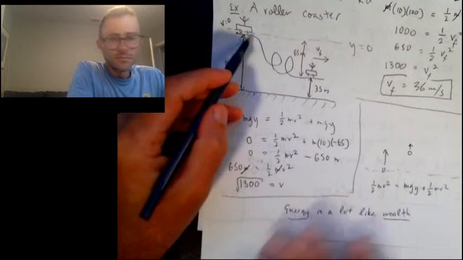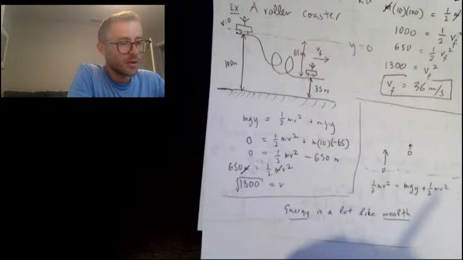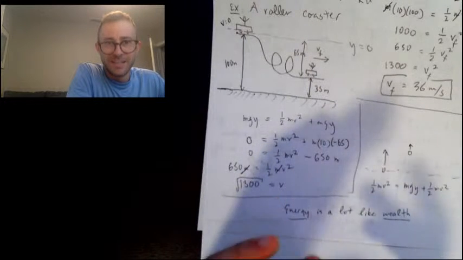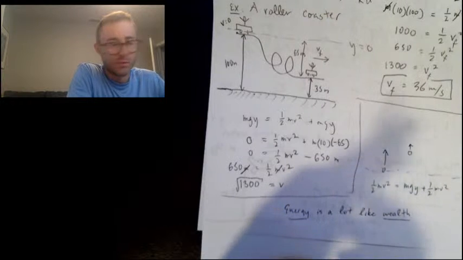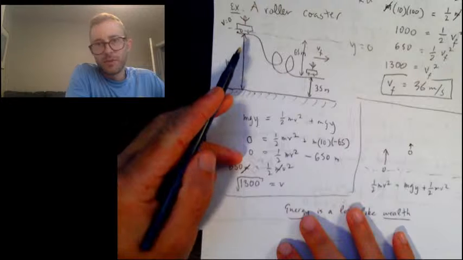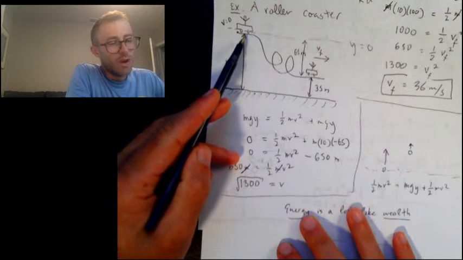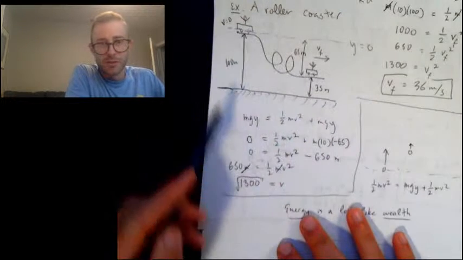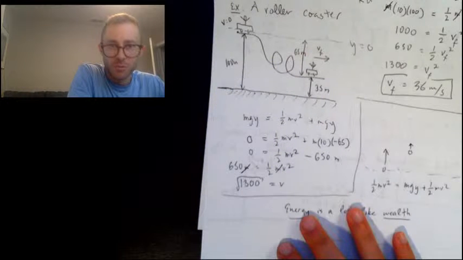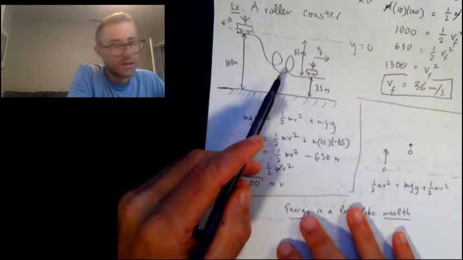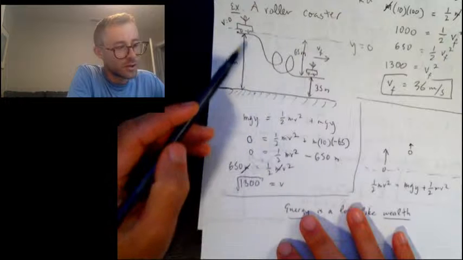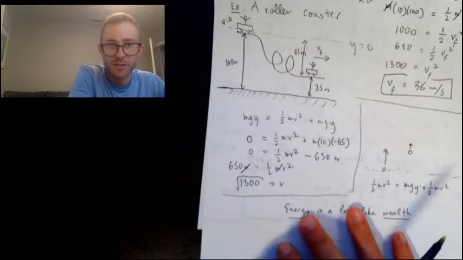And one last thing that I realized I forgot to talk about, which is, why is energy neat? Why is energy so fun and interesting to work with? Well, the reason is that nowhere in this problem did we reference the shape of the roller coaster track. Okay? This roller coaster track could have been shaped like anything, and we would have gotten the same answer. As long as it starts at 100 meters and it ends at 35 meters, the shape of the track does not matter. Okay?